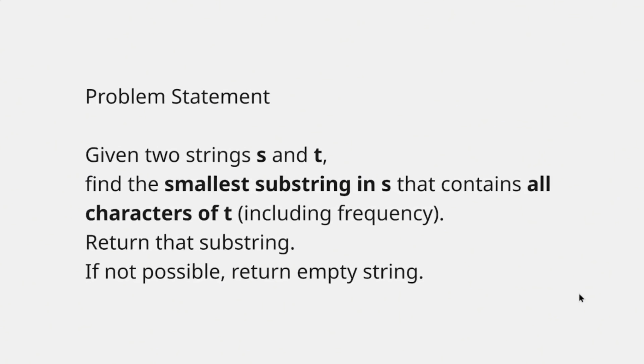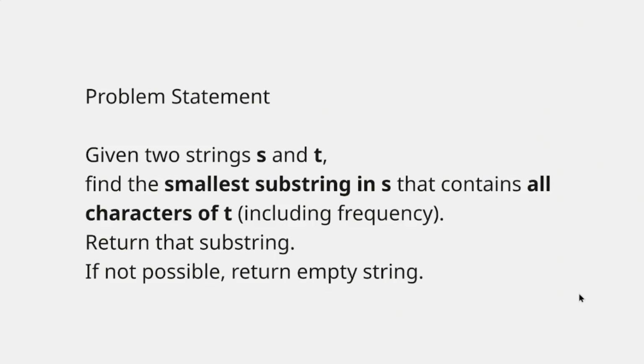So here is our problem statement. We are given two strings, S and T. S is the main string and T is the target string. We need to find the smallest substring of S that contains all characters of T, including their frequency. And if no such substring exists, return an empty string. So what they are telling me is that all characters of T must be inside the window.